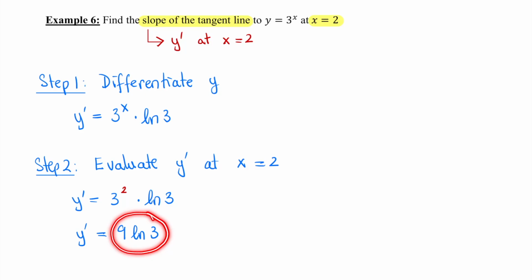If the question does not ask for an approximation, that means it wants the exact answer. So we leave it like this. If it does ask for an approximation, then we convert it to a decimal and follow the rounding instructions. For example, this is approximately 9.89.